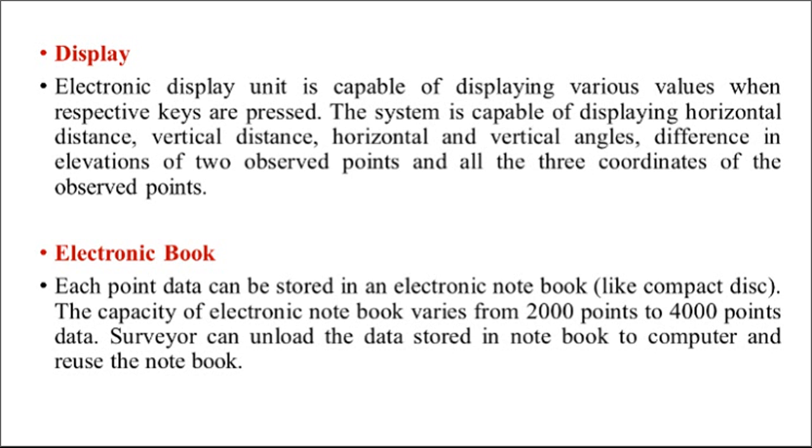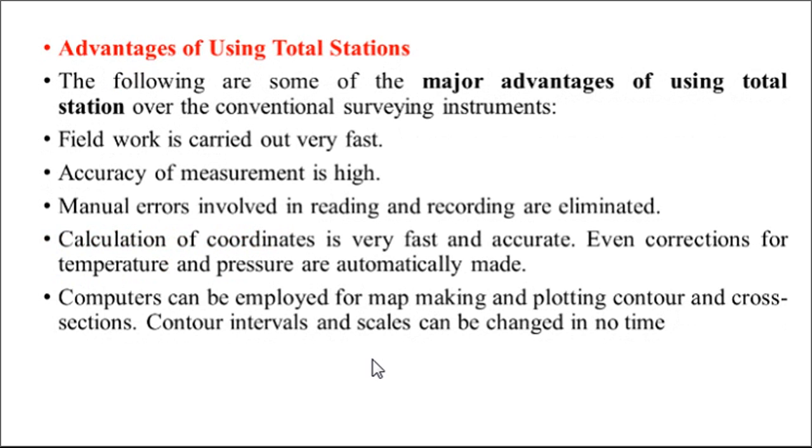Next one. Advantages of using total station. The following are some of the major advantages of using total station over the conventional surveying instruments. First advantage, field work is carried out very fast. Accuracy of measurement is very high. So with the help of total station, the time required for a survey is very little.